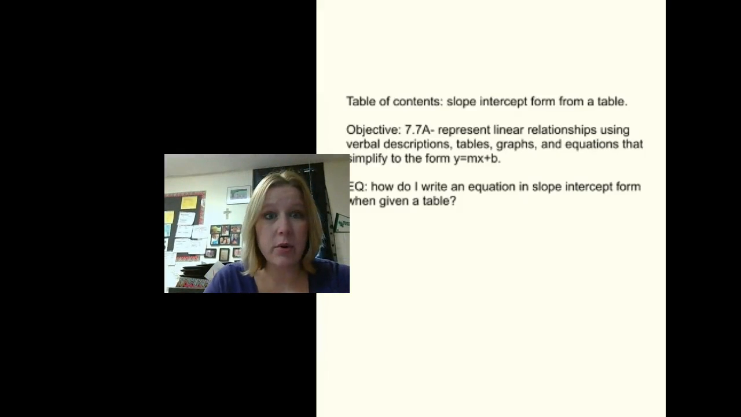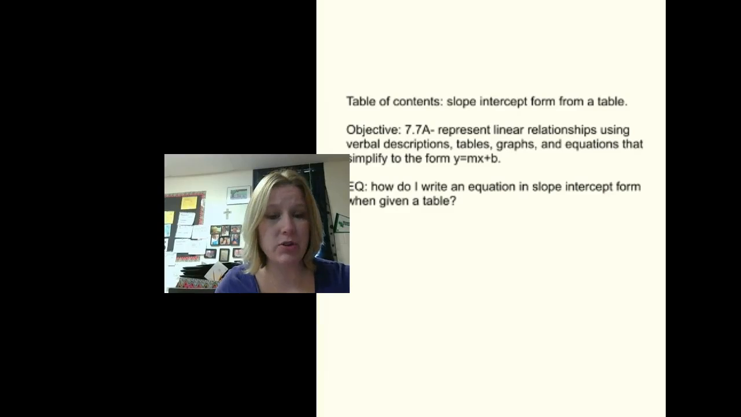This is our flip lesson on writing slope-intercept form. So what we're going to be doing is wanting to represent linear relationships with a table today. That's what we're focusing on from this TEK.